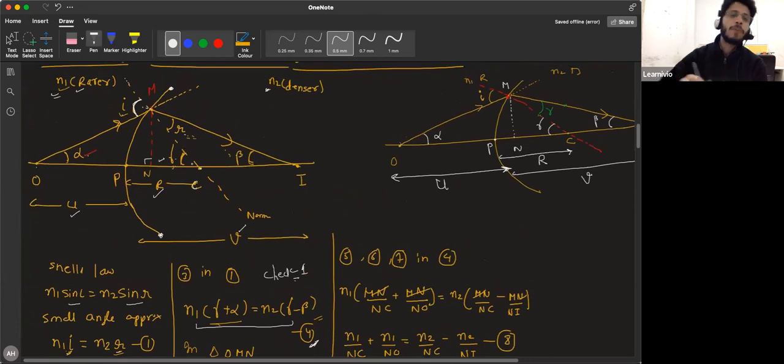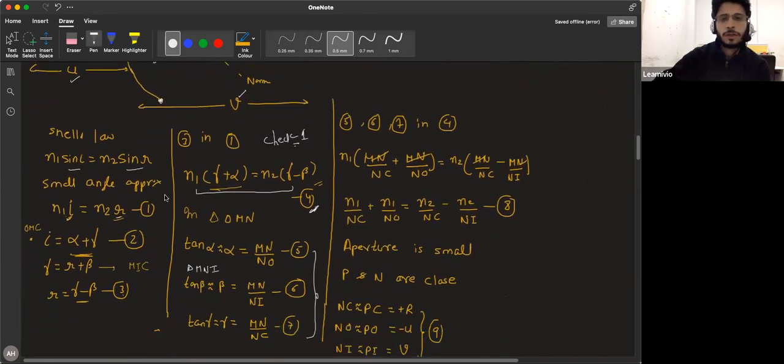Similarly, for tan gamma, which triangle you will use? So triangle MNC. This is triangle MNC. So how much is tan gamma? MN by NC. So this is MN by NC.